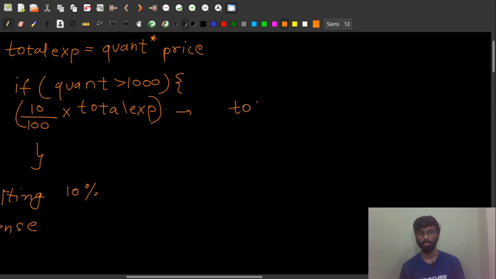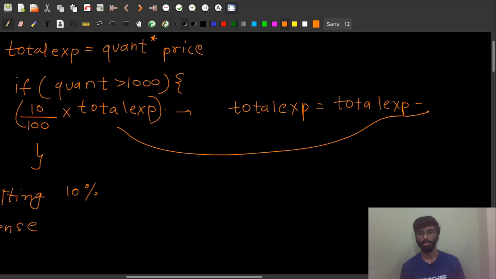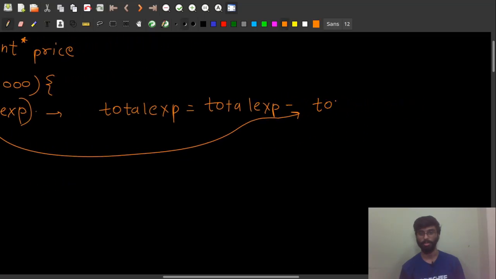So the total expense will become total expense minus this quantity, and we can make this term 0.1, so it will become total expense multiplied by 0.1. We have to subtract this quantity from the total expense, and we will get our final answer in the total expense.